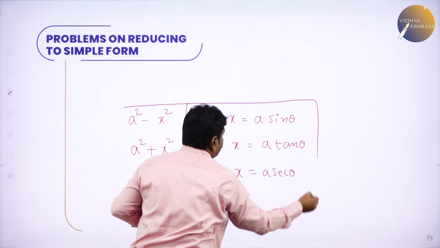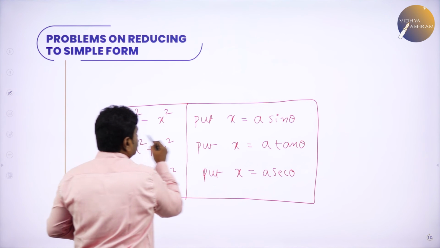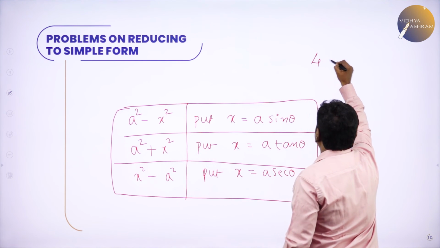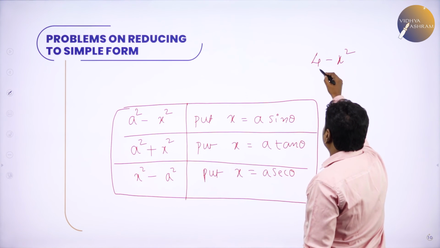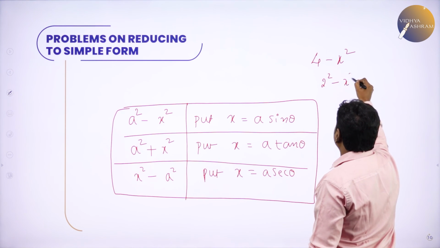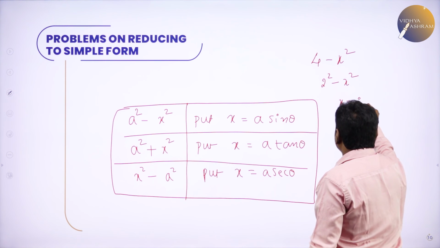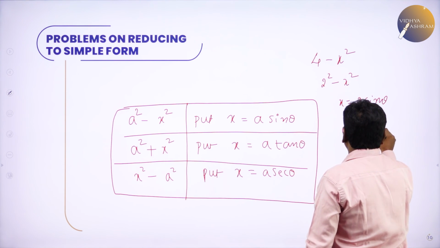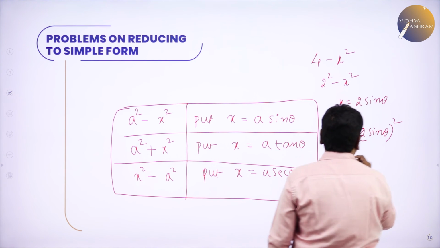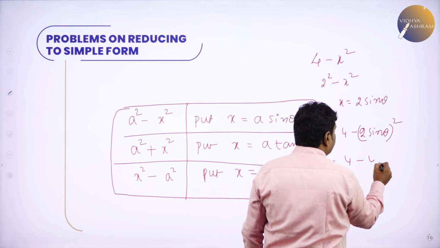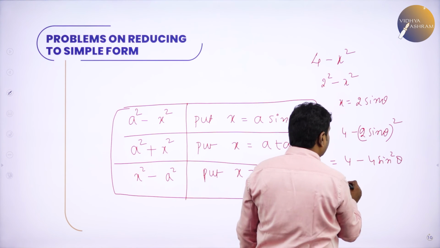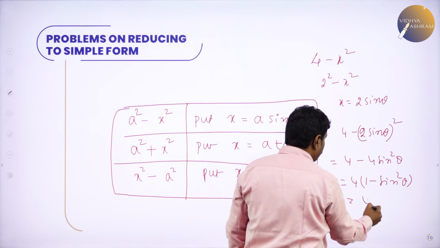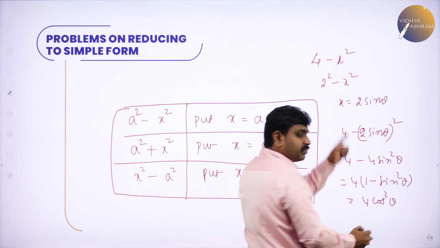I will be waiting for you in my next class, so that in my next class you should be able to tell this. For example, if you have 4 minus x square, put x as what? 4 can be written as 2 square minus x square. Now put x as what? 2 sin theta. Then it will become 4 minus 2 sin theta the whole square. Further this will become 4 minus 4 sin square theta. Further, if I take 4 out, it will become 1 minus sin square theta. What is 1 minus sin square theta? 4 cos square theta. Like that it will get simplified.